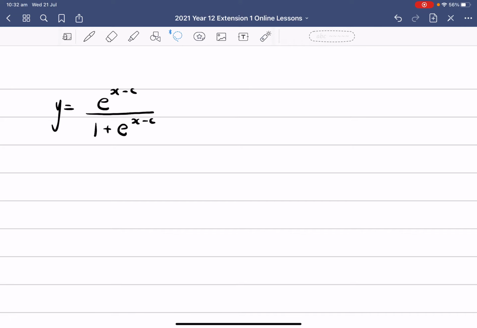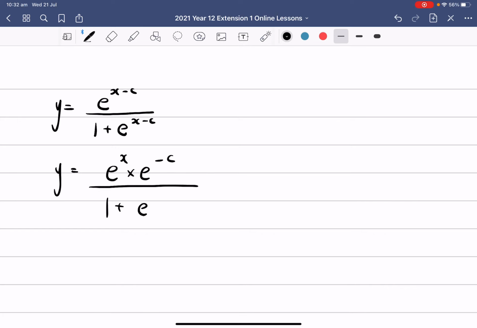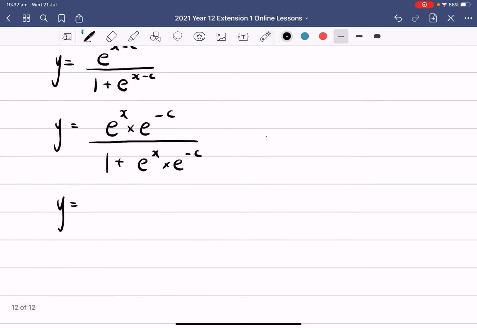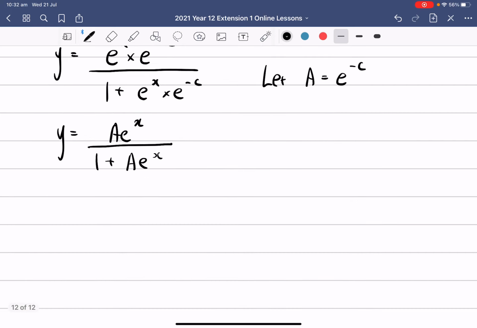So the way we simplify this is we understand that we can change this one into e to the power of minus c times e to the power of x. We can do that. And then we can replace the e to the power of minus c. So we can say let a equal e to the power of minus c. So we get a e to the power of x over 1 plus a e to the power of x. Okay, we can even do a bit more. We can actually divide both the top and the bottom by e to the power of x.